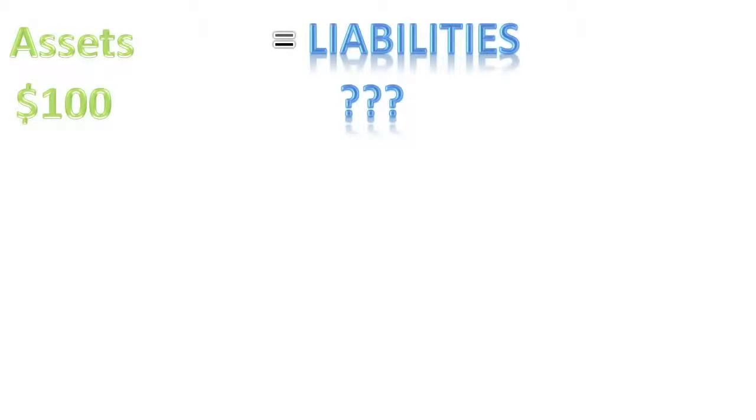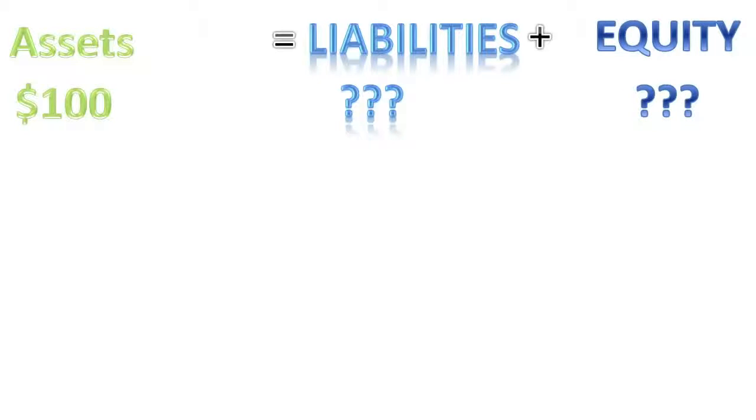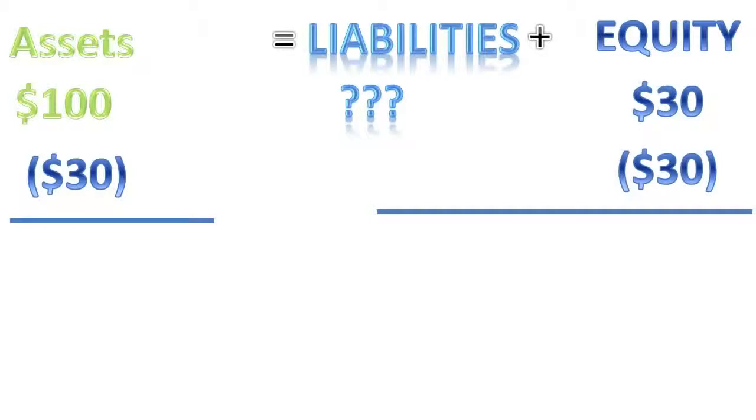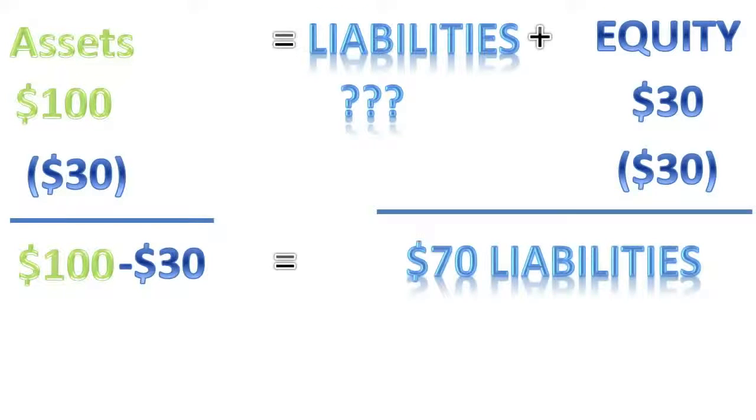It could either borrow the money, represented by liabilities, or the owners could provide it, represented by equity. For this example, let's assume that the amount of assets financed by the owners via equity financing is only $30. We could then deduct this $30 from both sides of the equation to solve for the amount of liabilities caused by debt financing. Using this math, we can conclude that $70 of the company's assets were funded through debt financing and will be called liabilities.